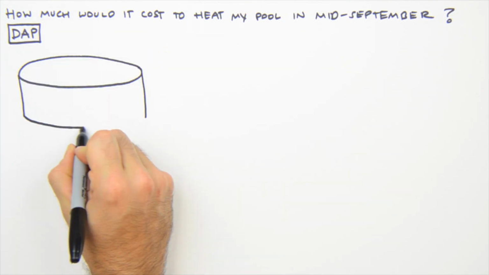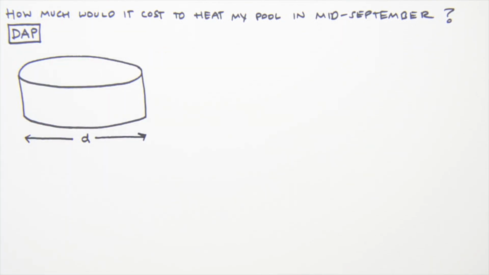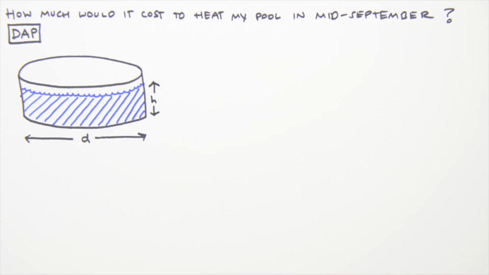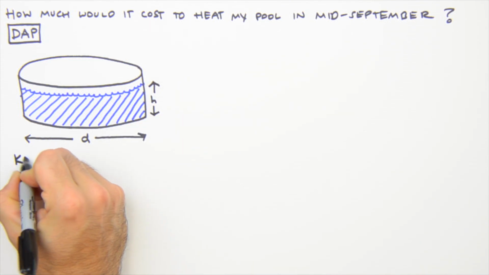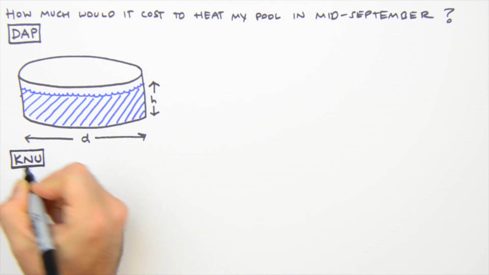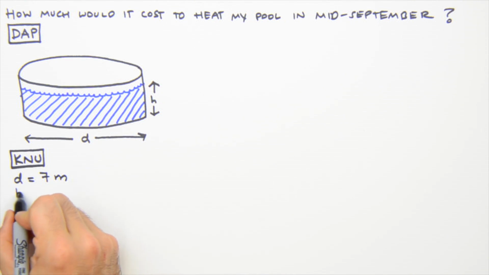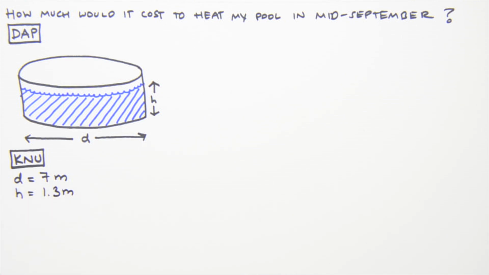So here's our cylindrical pool of diameter D, and it's filled with water to some depth H. And that's all we need for our picture. Now we'll list our knowns and unknowns, beginning with dimensions. Diameter we'll say is 7 meters, and depth of water, let's go with 1.3 meters.